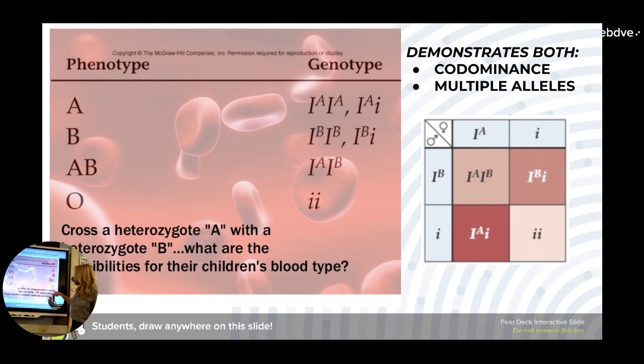Yep. So here, if I said cross a heterozygote A, that's a big I^A, little i, with a heterozygote B, big I^B, little i, then what are the potential offspring? This right here is a genotype. What would the phenotype be? What is it? AB blood, exactly. What about this one? B. And this one? A. Oh, good. Those are the phenotypes. The genotypes are listed right there. Check with your bio buddies, see if they're okay with that.